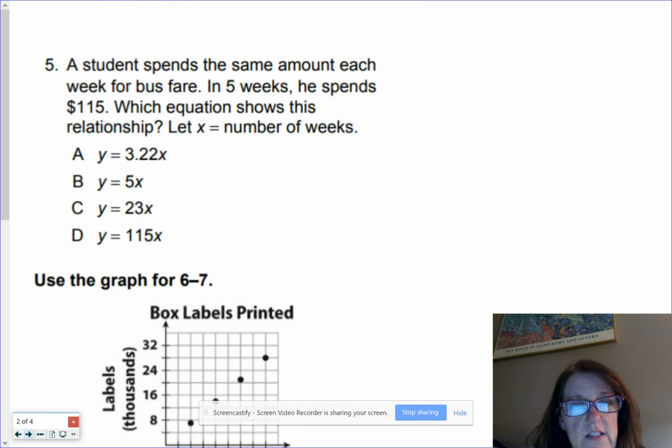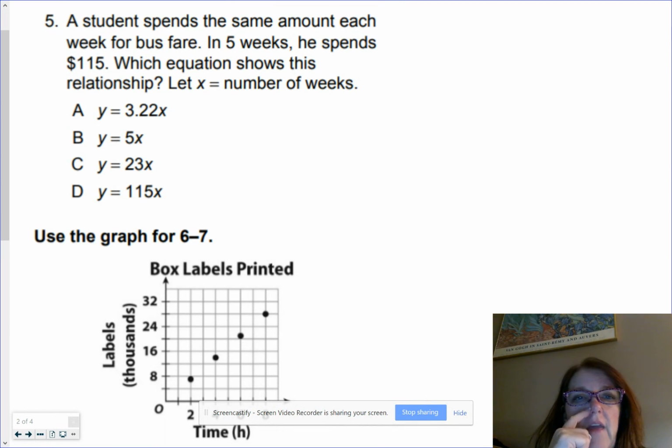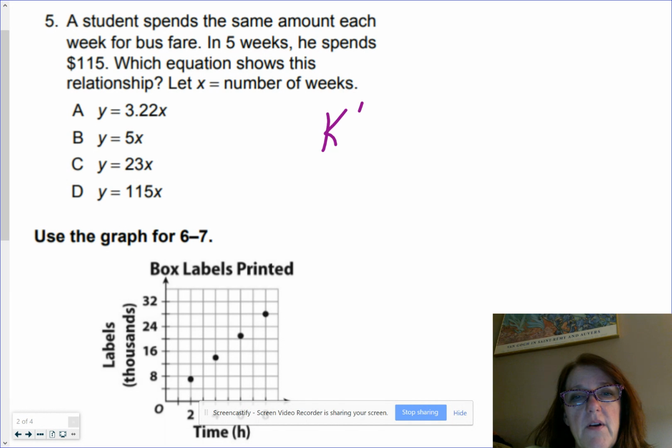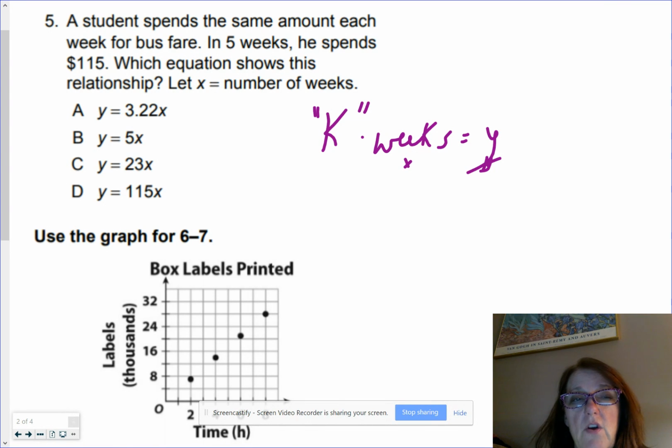All right, next. Question number 5. Okay, they want the equation. If X is the number of weeks, they're saying, what is the magic number, this constant, that I multiply the weeks by? This is the X value. And that tells me what my cost is or how much money I've spent each time. So you know that you've been given some information, you figure out which one of those situations works.